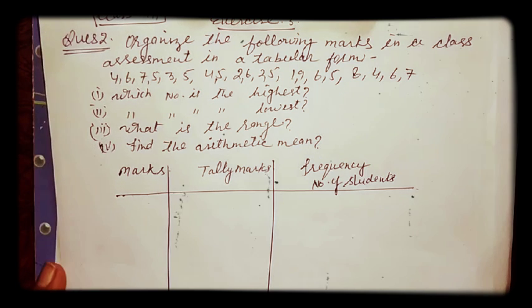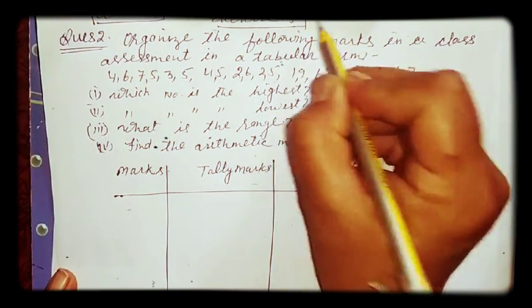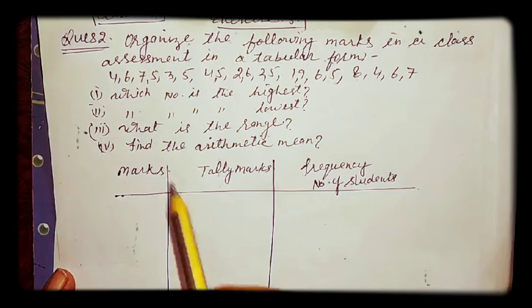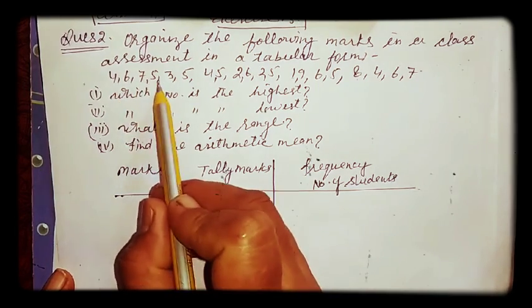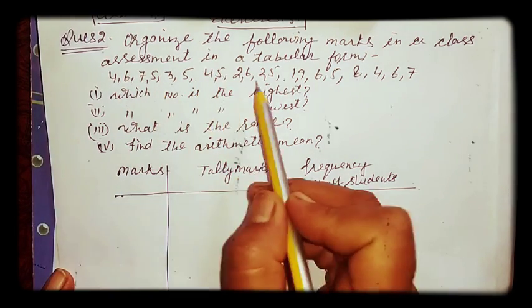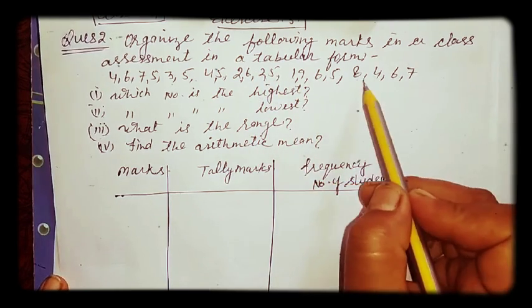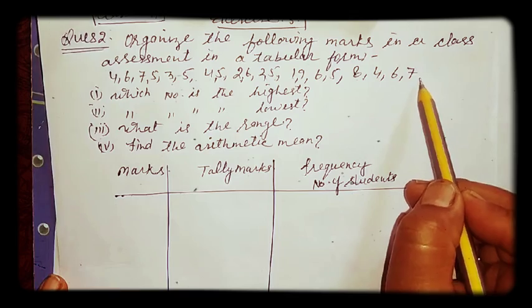Hello class 7. Today we are solving question number 2 of exercise 3.1. The question is: organize the following marks in a class assessment in a tabular form. These are the marks: 4, 6, 7, 5, 3, 5, 4, 5, 2, 6, 2, 5, 1, 9, 6, 5, 8, 4, 6 and 7.